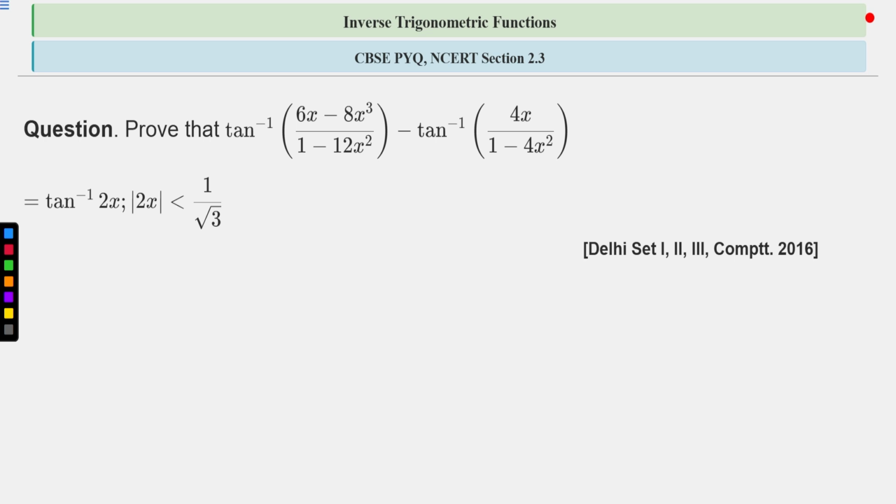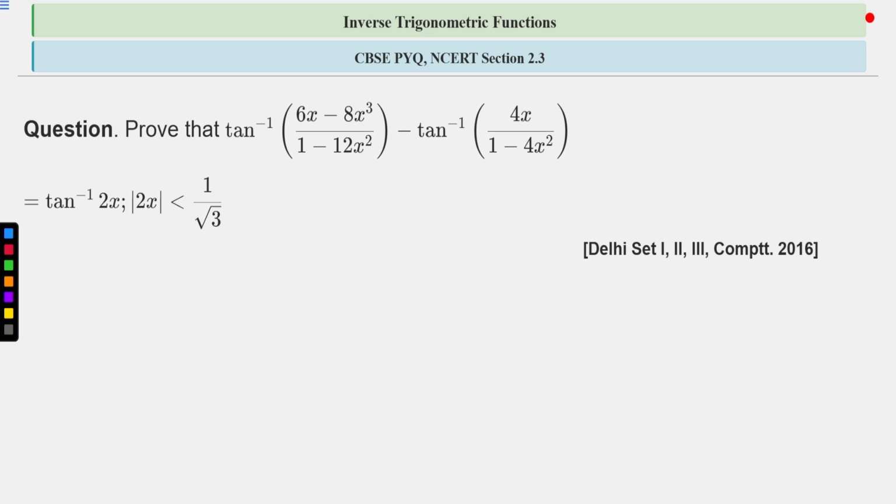So first we will try to assume tan inverse (6x minus 8x cube upon 1 minus 12x square) as theta. Clear? Or we can put x is equal to tan theta in the left hand side. If x is equal to tan theta, then the left hand side will convert to (3 tan theta minus tan cube theta) upon (1 minus 3 tan square theta). This is the formula of tan 3 theta, isn't it?